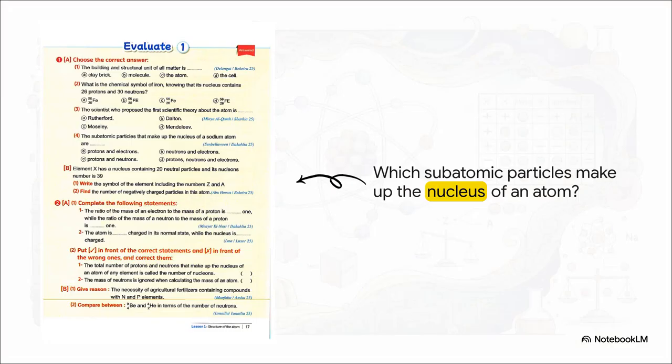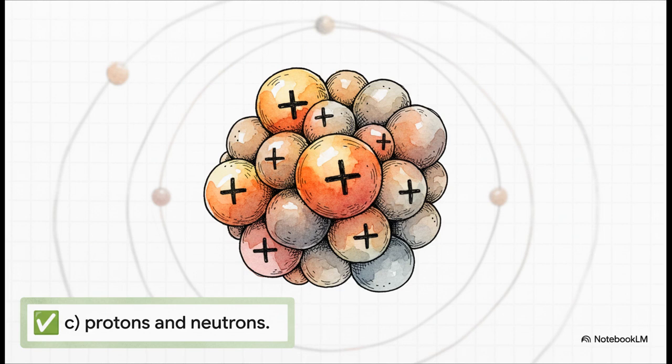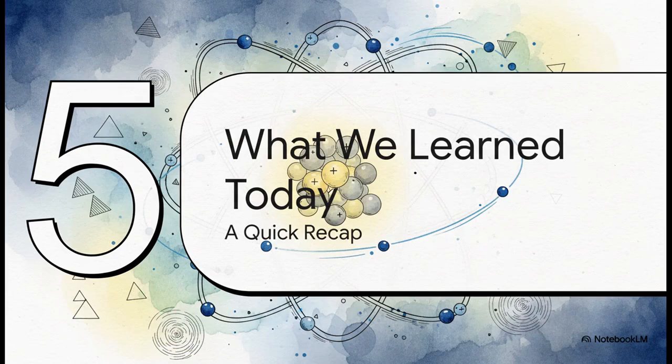Great work. Let's try one more. The subatomic particles that make up the nucleus of a sodium atom are. So what's inside the nucleus? Is it A, protons and electrons, B, neutrons and electrons, C, protons and neutrons, or D, all three of them? And the correct answer is C, protons and neutrons. Yep, we know the nucleus is that tiny center, and that's where the protons and neutrons hang out. The electrons are the ones flying around on the outside. Excellent work on those questions. You really know your stuff.